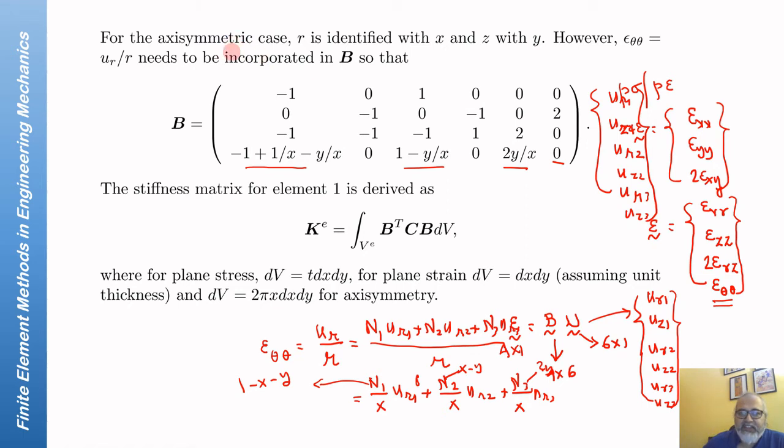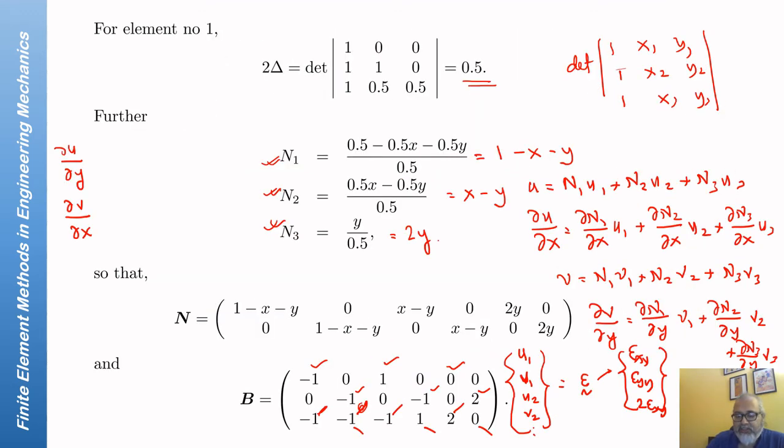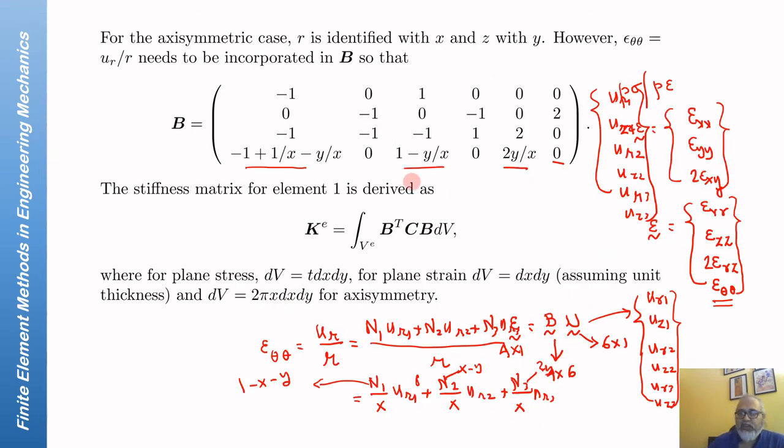So this is the first change that you need to do when you go from plane stress, plane strain, which have the same B matrix that we showed in the last slide. This B matrix holds for plane stress and plane strain, and for axisymmetry you add this epsilon theta theta and you have a new row. Now the local stiffness matrix for the element is an integration over the volume of the element of B transpose CB dV. This dV will be interpreted differently in case of plane stress, plane strain, and axisymmetry.